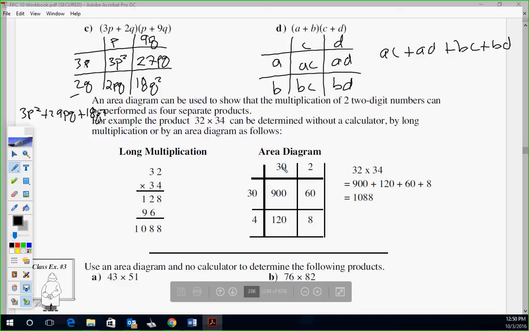Okay, and so this is 34, right? 32. 30 times 30 is 900. 30 times 2 is 60. 4 times 30 is 120. 4 times 2 is 8. Add all of that up, and that gives you your answer of 32 times 34. Okay? So I'll show you on the bottom, so you guys are looking confused here.